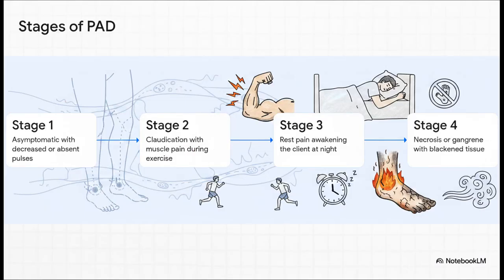Now, that systemic atherosclerosis directly causes peripheral artery disease, or PAD, which progressively chokes off blood flow to the extremities in 4 distinct stages. Stage 1, it's asymptomatic, just decreased pulses. Stage 2 is claudication. That's muscle pain or cramping that hits when they exercise but goes away when they rest. Moving to stage 3, we have rest pain. This often wakes the patient up dead in the night, and they'll usually describe it as a burning or toothache-like pain right in their toes. Finally, stage 4 brings necrosis and gangrene. We're talking blackened tissue with a really distinct odor.